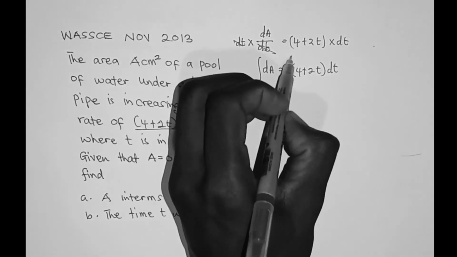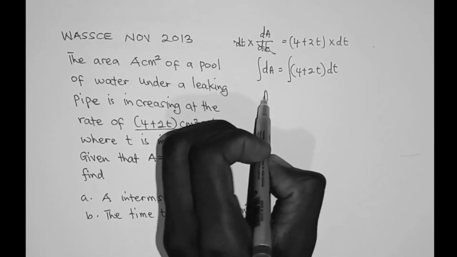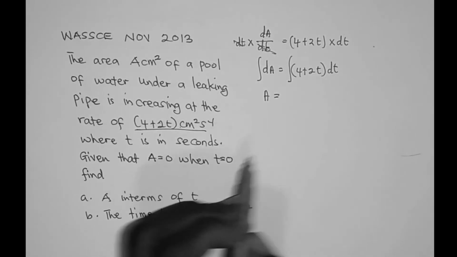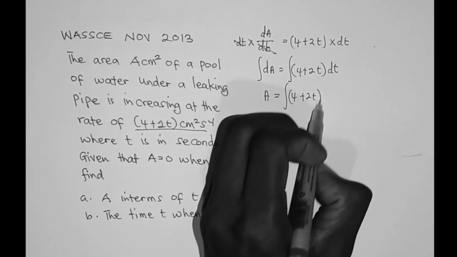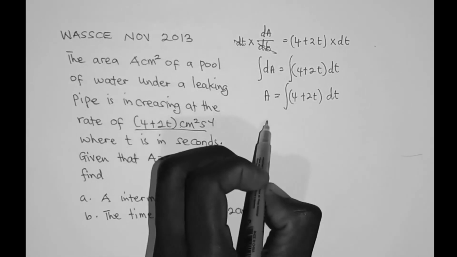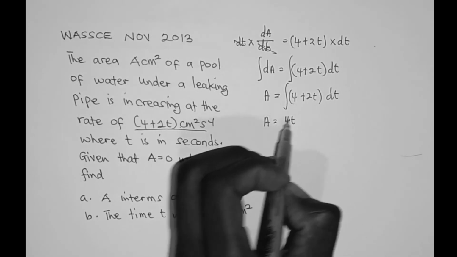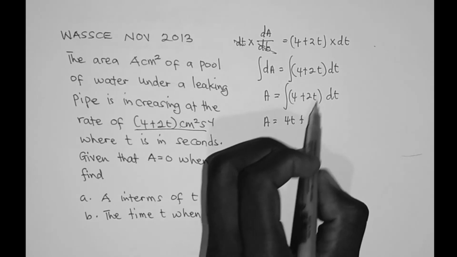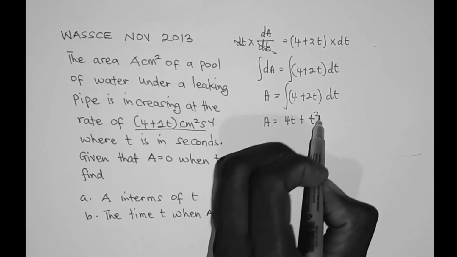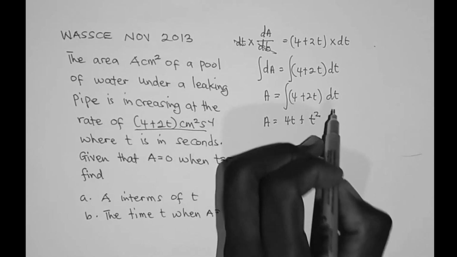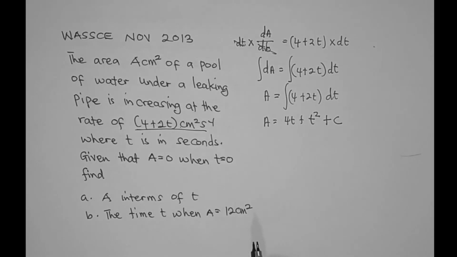So we can integrate both sides of the equation, so that the integral of dA is A, and A is equal to the integral of 4 plus 2t dt. So A is equal to, if you integrate 4, you get 4t. Then plus, if you integrate 2t, you will get t squared. And because this is an indefinite integral, we need to add c, the constant of integration.